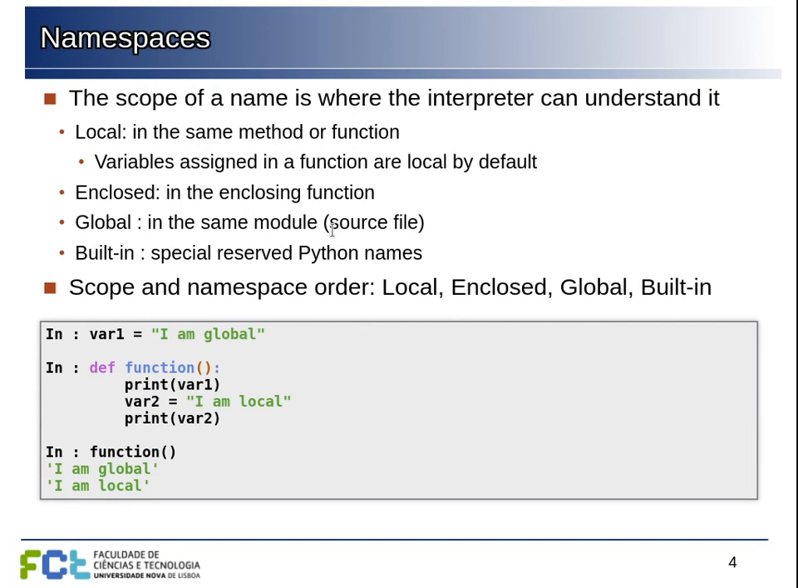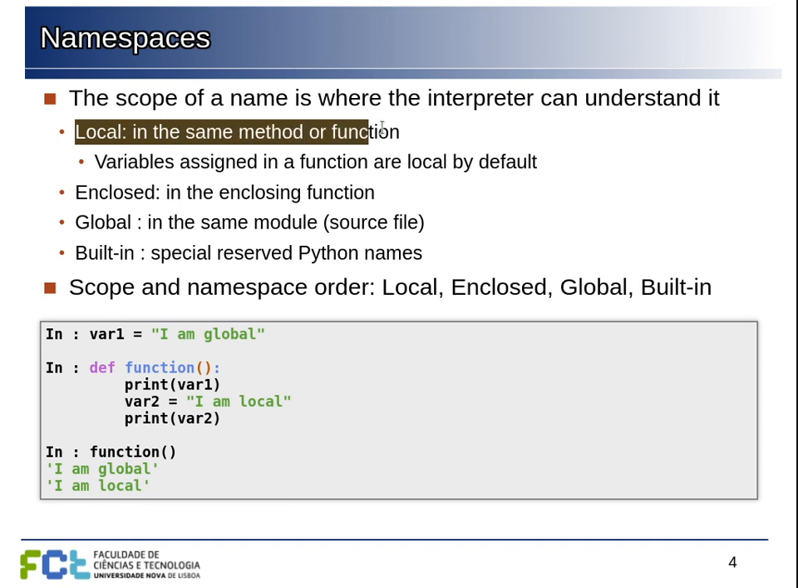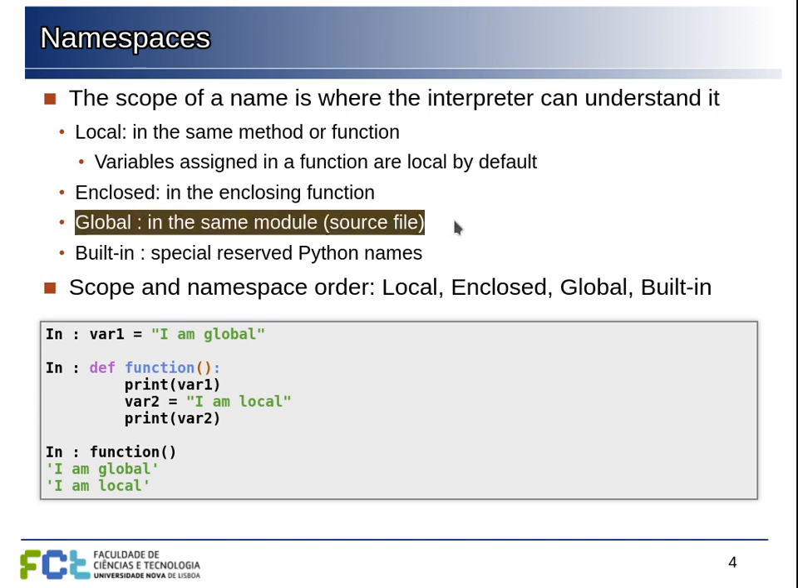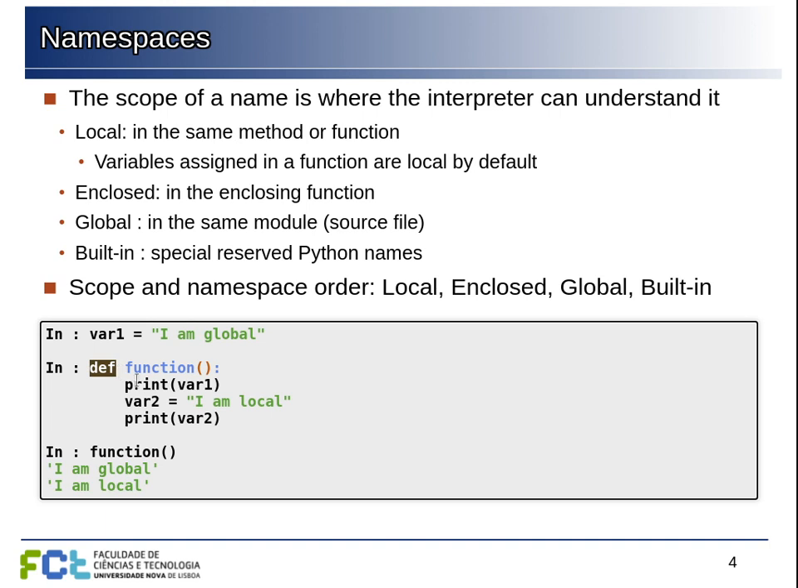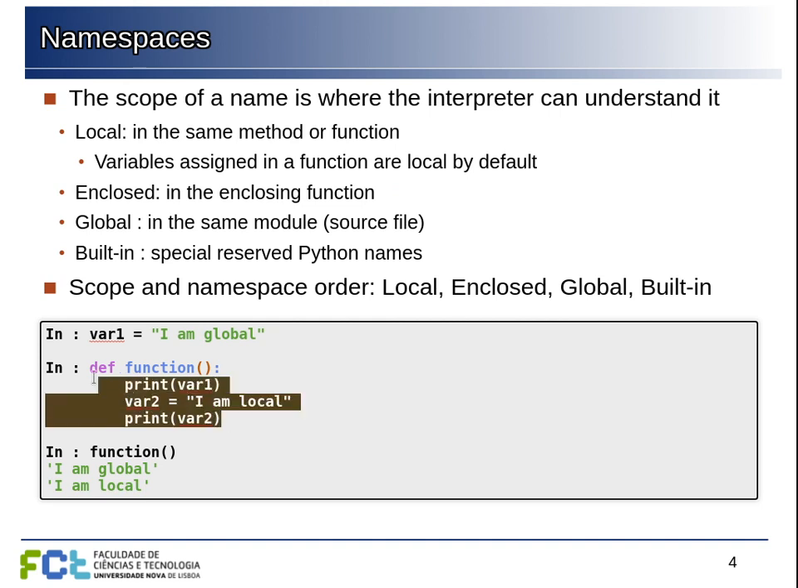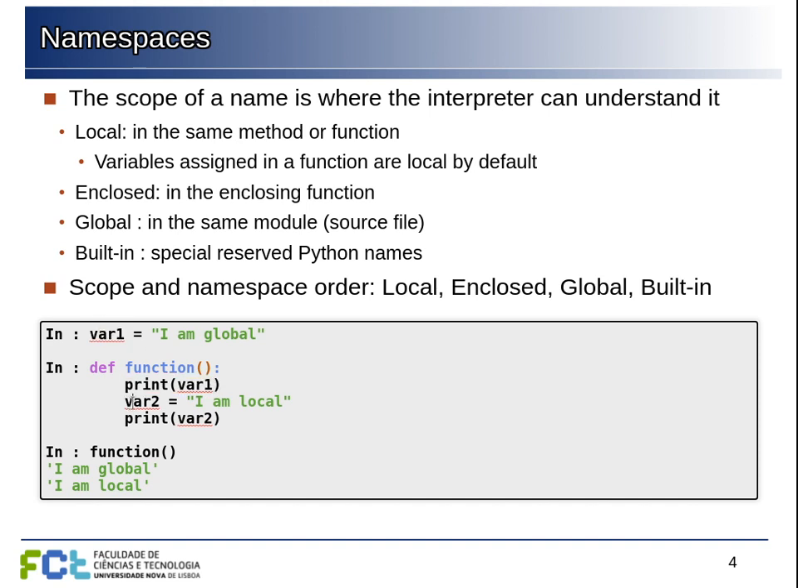Python looks for the names in order, first in the local namespace, then the enclosed namespace. This can happen when you have functions defined inside other functions or inside classes and so on. We are probably not going to see many examples of this. Then the global namespace, which is the names defined in the same module, and then the built-in namespace, which is the namespace for reserved words like def and print and things like that, that are always defined in this outermost space. So this is the order Python follows, and this is why you can write a function that can access variables outside the function, but when you create variables inside the function, these are not accessible outside the function.